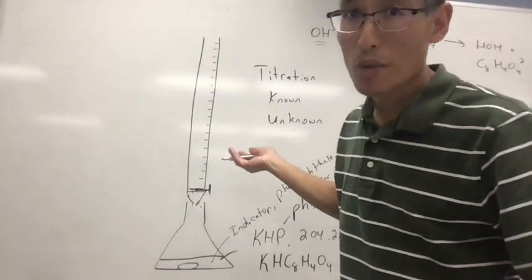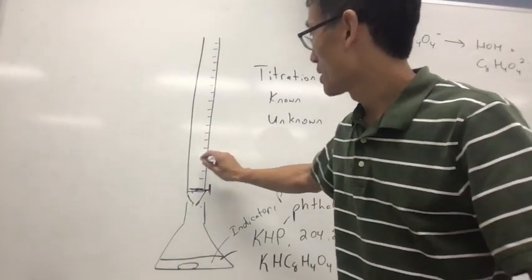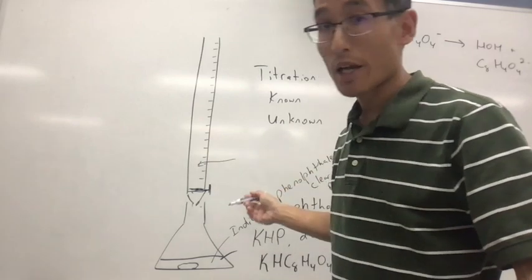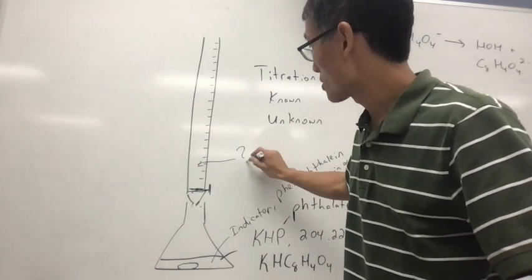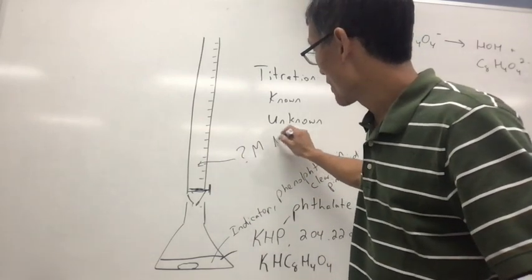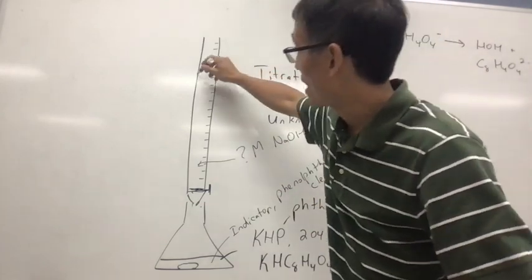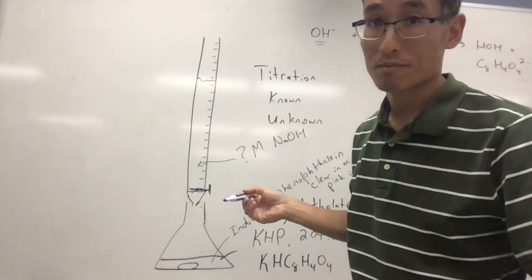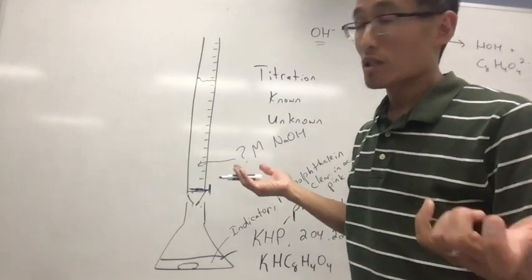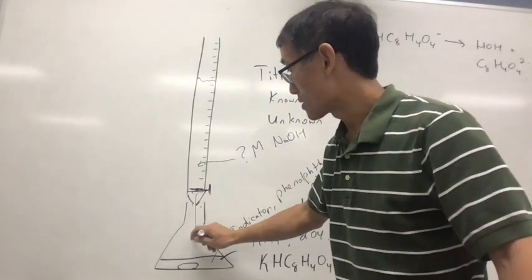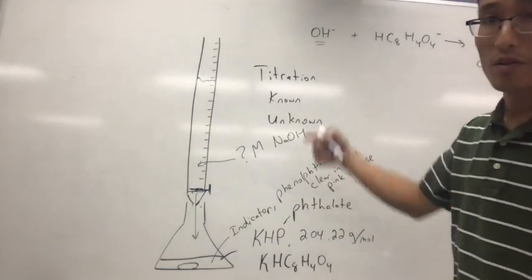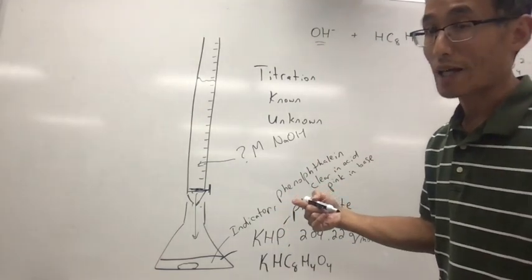So where's my OH coming from? Well, this burette here is going to hold some question mark molarity of NaOH. So NaOH is going to be in here. I'm going to have some volume of this in here. And we're just going to start dumping this into the flask.